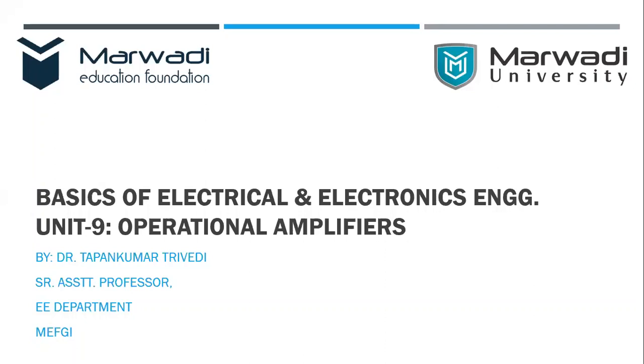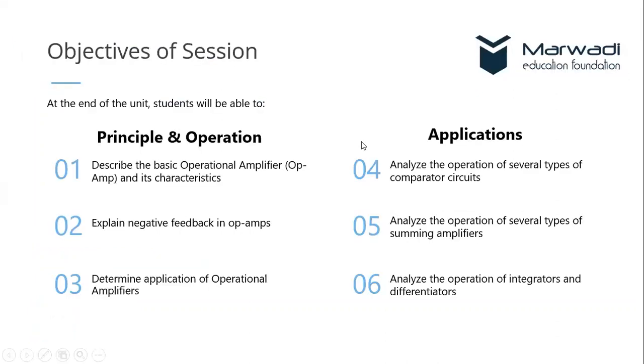I'm going to discuss the last unit, number 9, that is operational amplifiers. Let us see some objectives of this session. The session means the entire unit. So at the end of the unit, you will be able to understand the outcome. This is called the objective or the outcome.